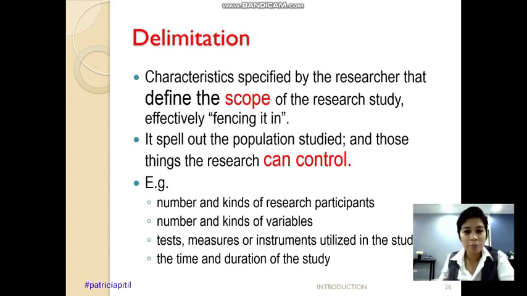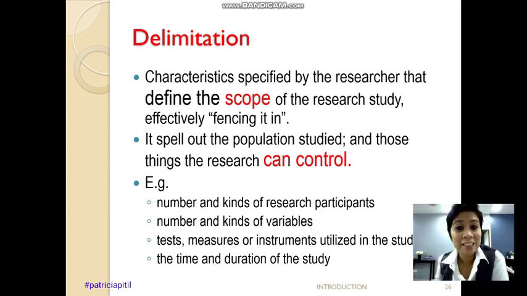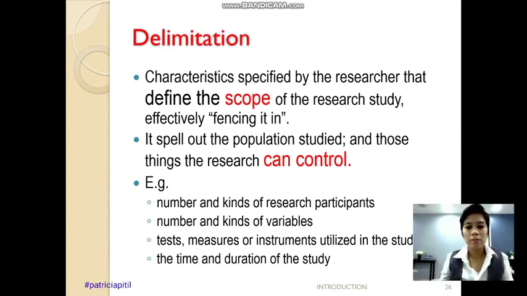Okay, so another subchapter, delimitation. If you have the potential weaknesses, then we have things that you control as the researcher. You have to outline the characteristics that define the scope of the research, meaning that you have the fencing of it. You should spell out the population of the study and things that you can control. For example, number and kinds of participants, variables, tests and measures, instruments used, time and duration. Okay, participants: university athletes or university students. They are not going to be school students. You limit it, you control it.